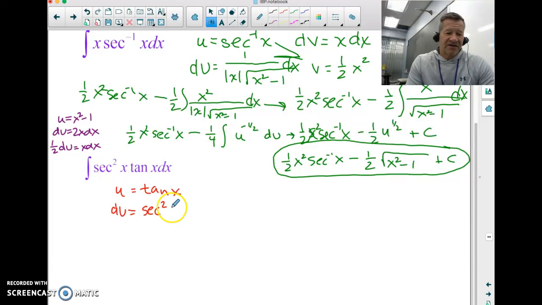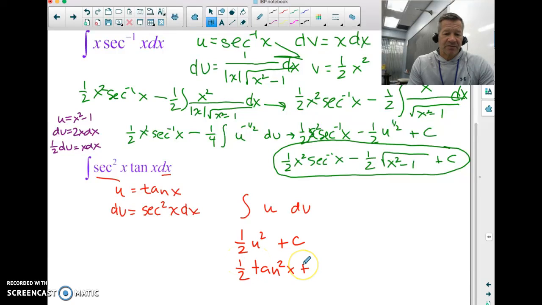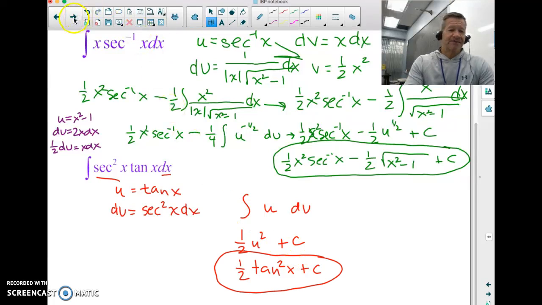If I let u equal tangent of x, then du will be secant squared x dx. I'll get rid of that entire integrand. So that would give me the integral of, in place of secant squared x dx, I'm simply putting du, and in place of tangent x, I'm putting u. So the antiderivative of this is simply 1/2 u squared plus c, and then if I plug tangent back in there, I get 1/2 tangent squared x plus c. So it's a much simpler problem. Integration by parts wasn't necessary.